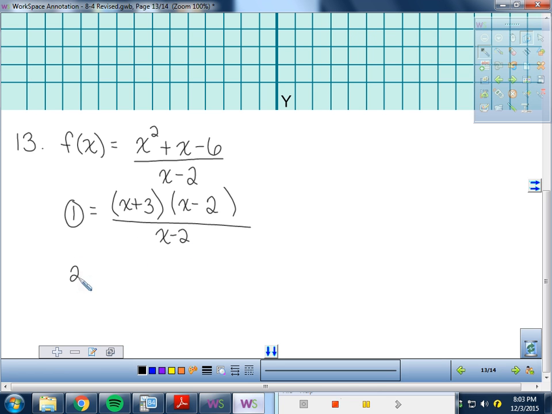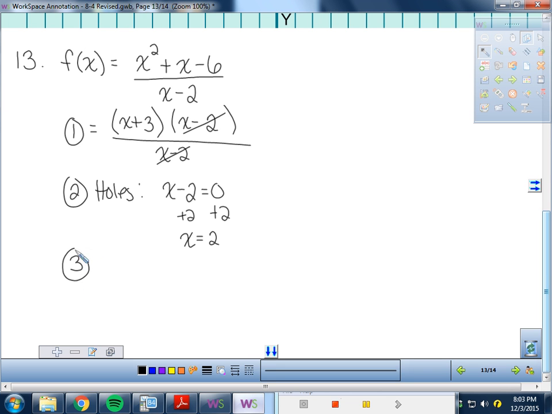Step 2, I check for any holes that I may have in my graph. I notice that I have a hole right here. X minus 2 cancels. I set that equal to 0. So when x is 2, I'm going to have a hole in my graph. I'm going to check my vertical asymptotes. I have nothing to set equal in the bottom because I've canceled everything out. So I don't have a vertical asymptote.